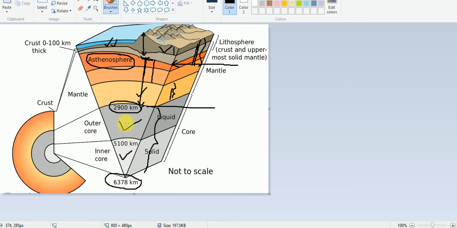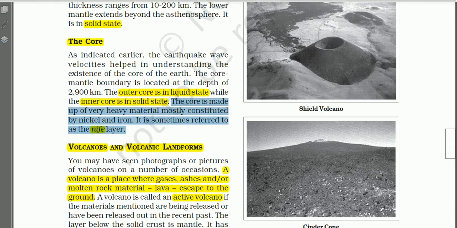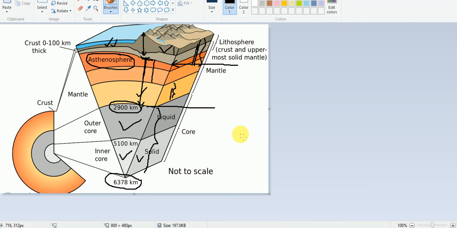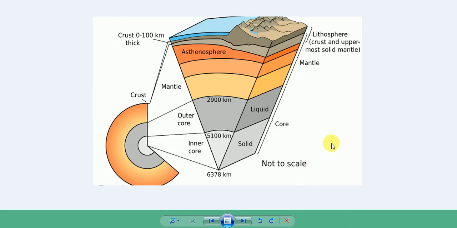Because of the high pressure, it is solidified. Okay, and here in the core, heavy materials are found like iron and nickel, and that is why this inner core is also known as NiFe, that is nickel and ferrous. And at the center of the Earth, in the core, the density value is around 13 gram per cubic centimeter. Okay, at the center of the Earth, the density of the material is 13 gram per cubic centimeter, whereas at the core mantle boundary it is 5 gram per cubic centimeter.